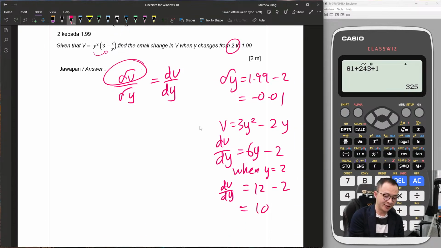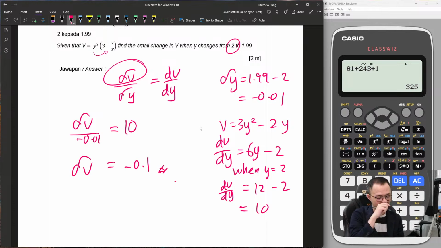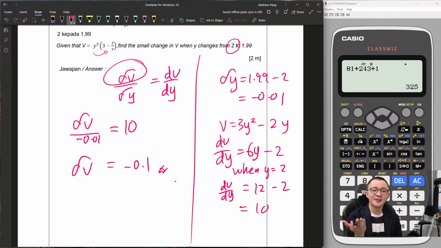Now I got the answer. So change of v over negative 0.01 equals 10. So change of v should be negative 0.1. Done. Okay, so it's a very common small change question.